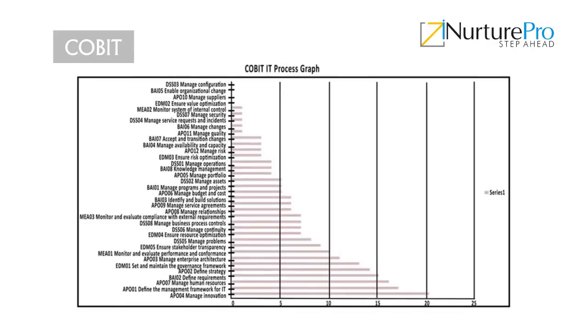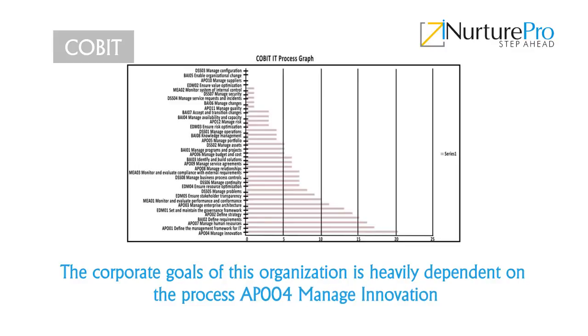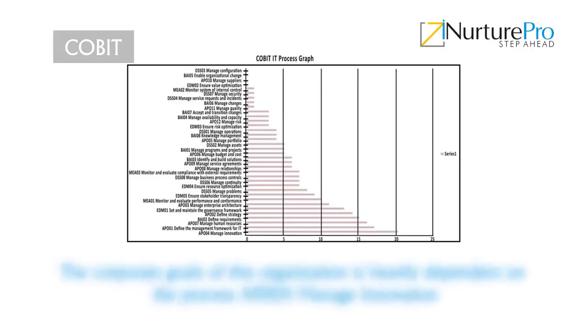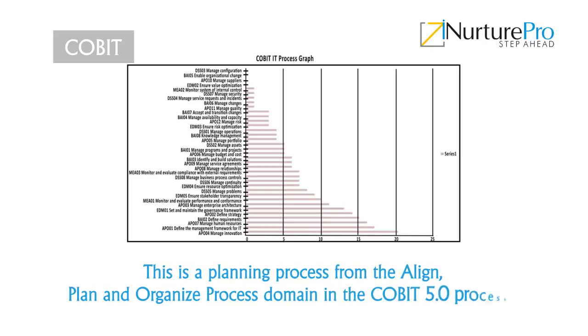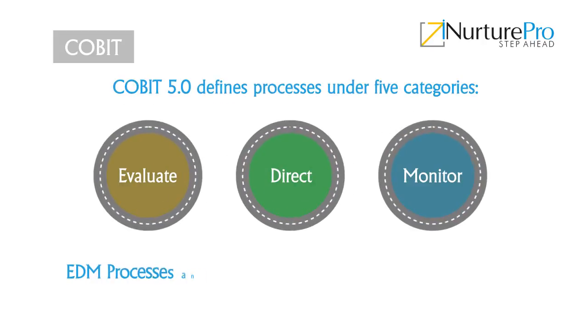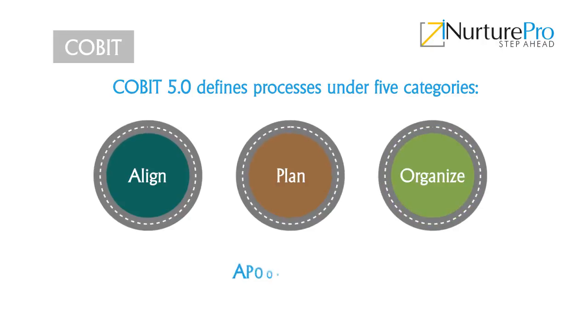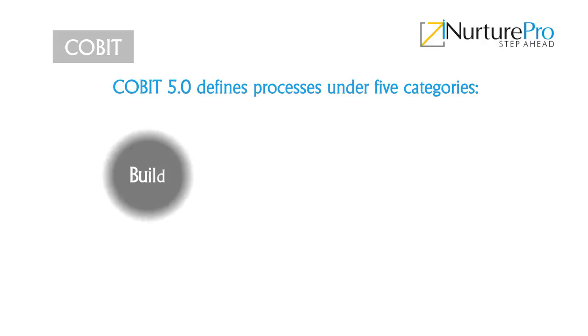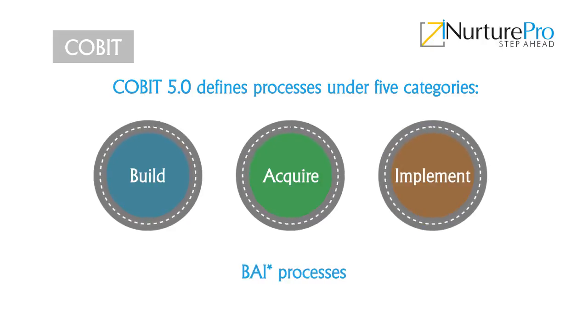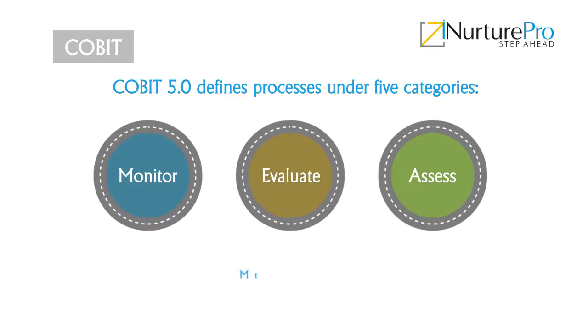The process graph shown here indicates that the corporate goals of this organization are heavily dependent on the process APO04, Manage Innovation. This is a planning process of the Align, Plan and Organize process domain in the COBIT 5.0 process, since it has been mapped 20 times. COBIT 5.0 defines processes under 5 categories: Evaluate, Direct and Monitor, the EDM processes, whose names are prefixed with EDM; Align, Plan and Organize, APO star processes; Build, Acquire and Implement, BAI star processes; Deliver, Service and Support, DSS star processes; and Monitor, Evaluate and Assess, MEA star processes.